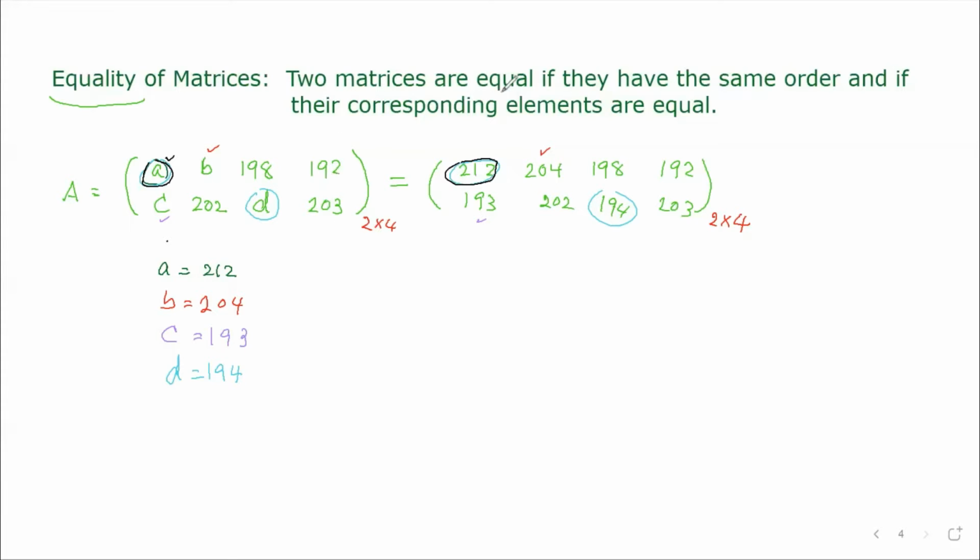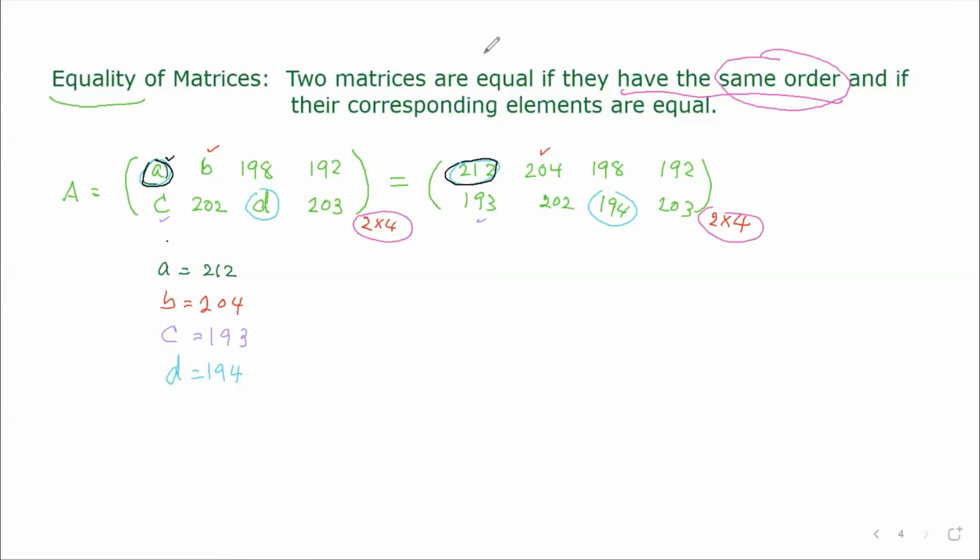Then you can see the two matrices are equal if they have the same order. This is the same order, correct? 2 by 4. And if their corresponding elements are equal, this means each element in the same position will be equal. So let's talk about the meaning of equality of matrices.